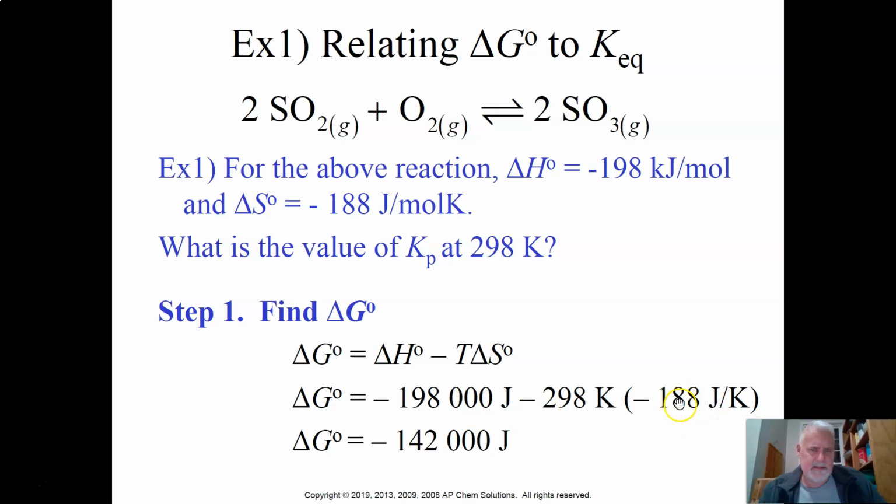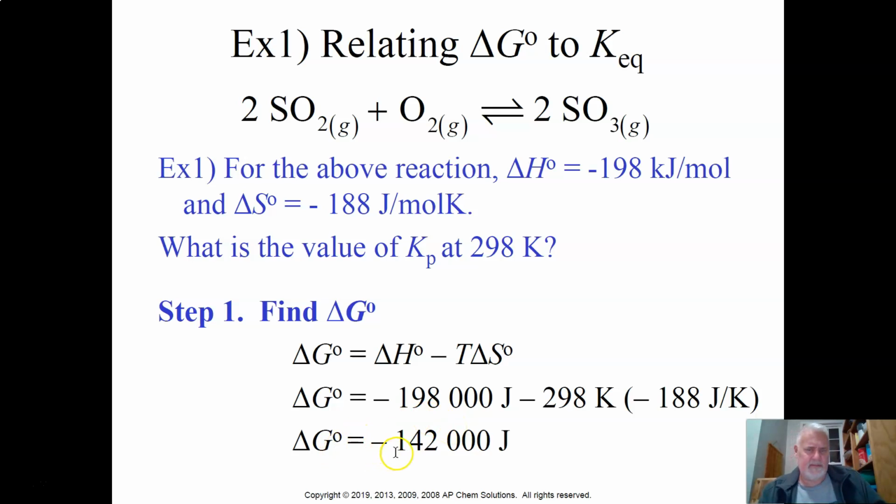And since delta S values are already in joules, it's an easier, quicker fix to just turn this one. But this we're going to use sig figs. We're going to punch it in the calculator. This would be a free response type of question.